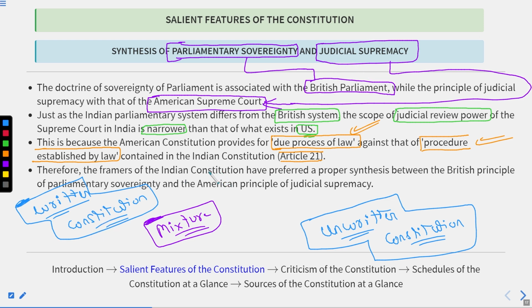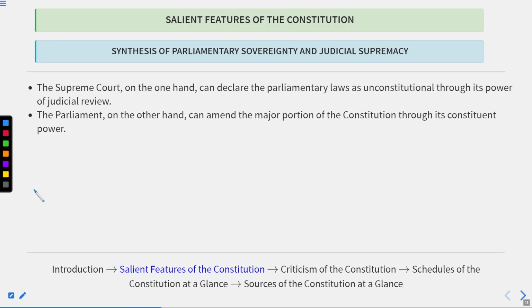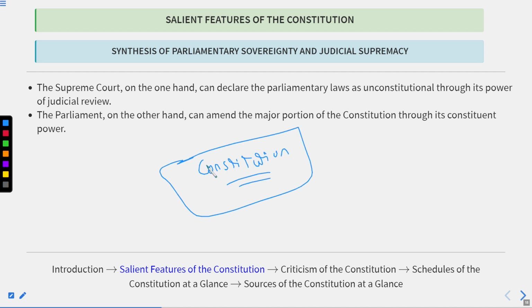But in India, when we made both the systems, we did a mixture. We gave neither parliamentary sovereignty nor judicial supremacy the whole power, but took them at a medium. The Supreme Court, on the one hand, can declare parliamentary laws unconstitutional through its power of judicial review. The Parliament, on the other hand, can amend the major portion of the Constitution through its constituent power. Both of them get their power from one single source, which is the Constitution.